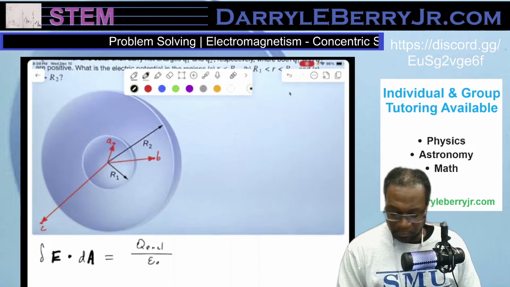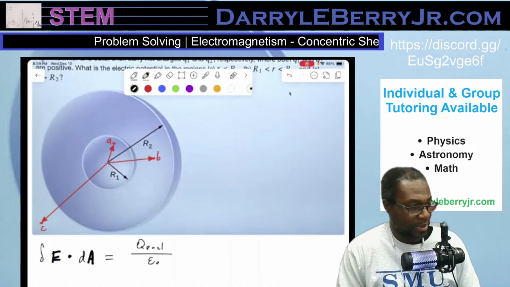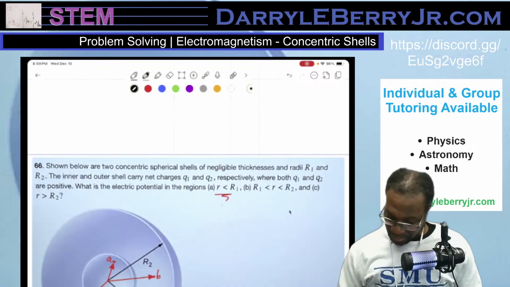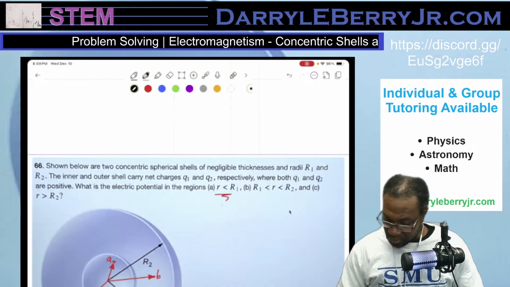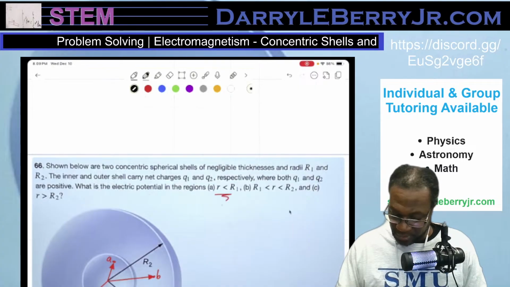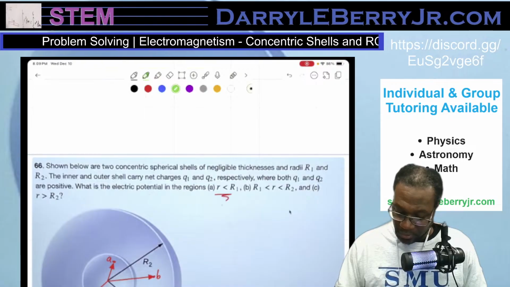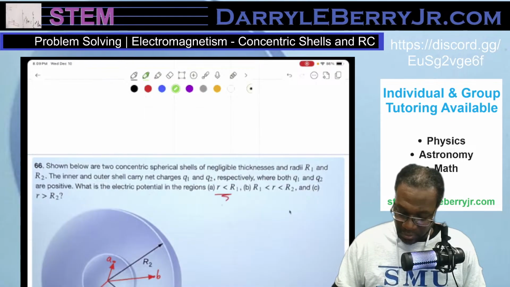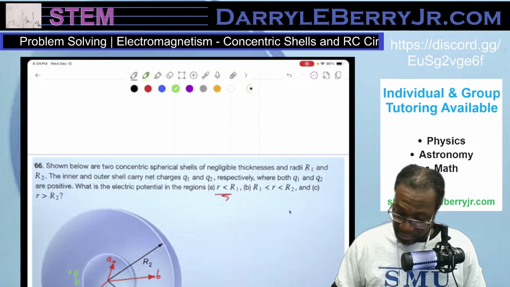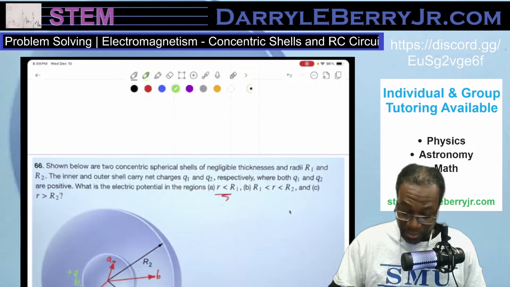Now, the way we did it before was actually much harder because we weren't given a charge. We were given a charge density. But it may actually still work out. So the inner and outer shell carry net charges. So when it's positive, that means that the net charge on here is going to be positive Q1, and the net charge here.